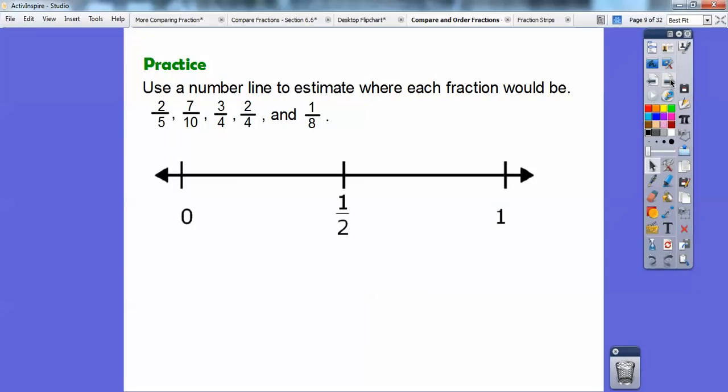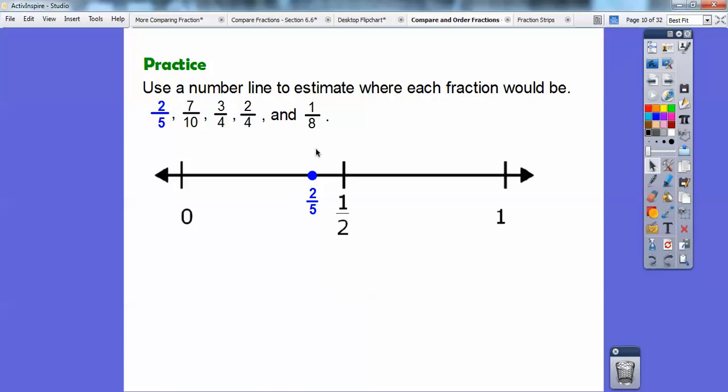All right, so let's use the number line to estimate where each fraction would be, okay? Here's my number line from 0 to 1. Okay, 2/5. Remember, fifths would be if I cut it up from here to here in 5 equal pieces. So right about here would be 1/5. Here would be about 2/5. So I'm going to guess about 2/5 right about there, okay? 3/5 and then 4/5.